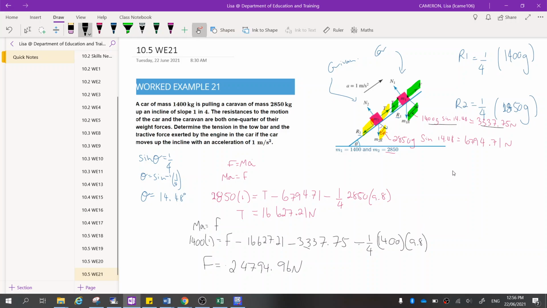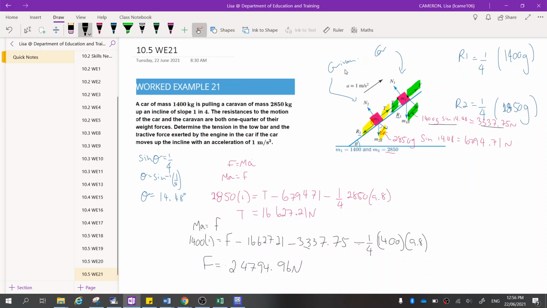Yeah, so these forces come from here, which is this component. It comes from the resistance force here, and it comes from this one here. So that's why I've got all of these components down here, and when you rearrange for F, you get this answer. Now, it is slightly different to the answer that you get in the textbook, but that's because they have gone with exact values and I've gone with rounding.